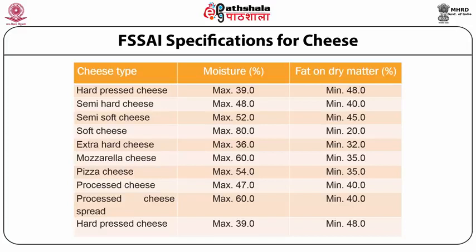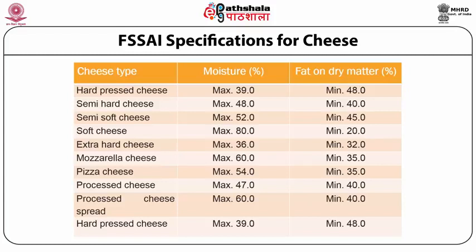Coming to other cheese varieties like processed cheese, in this case the maximum moisture allowed is 47%, while the minimum fat on dry matter should be 40. For processed cheese spread, the minimum fat on dry matter is the same as processed cheese, that is minimum 40, while the maximum moisture content allowed is higher, to the tune of maximum 60%.